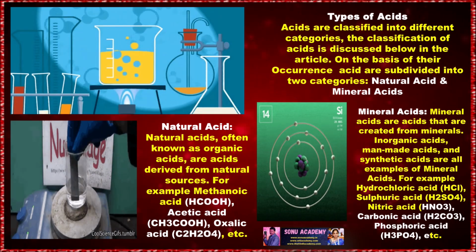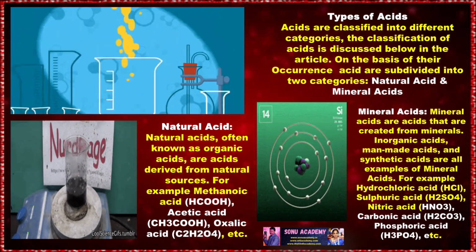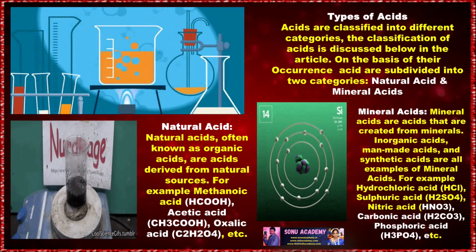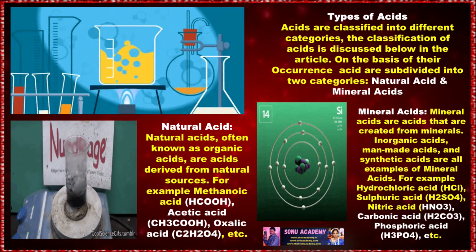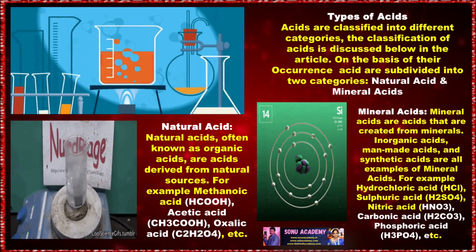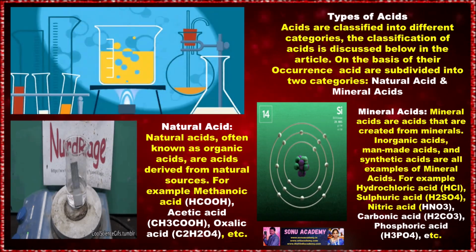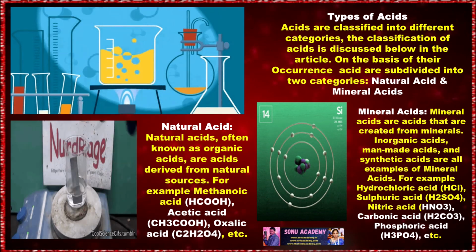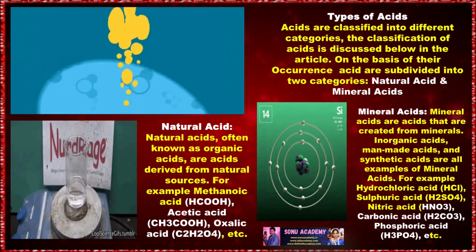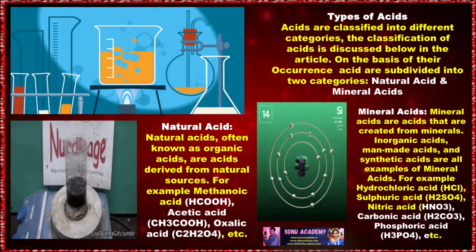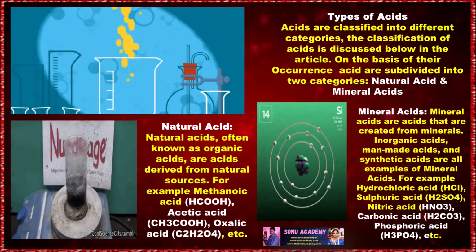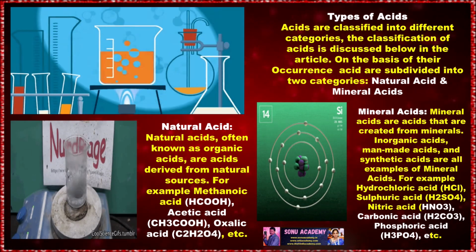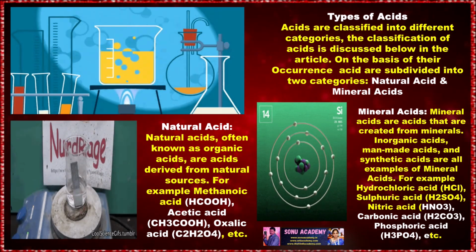Children, now let us discuss types of acids. Acids are classified into different categories. The classification of acid is discussed below. On the basis of occurrence, acids are subdivided into two categories. One is natural acid, the second is mineral acid. Natural acids, often known as organic acids, are acids derived from natural sources. For example, methanoic acid, acetic acid, oxalic acid, etc.